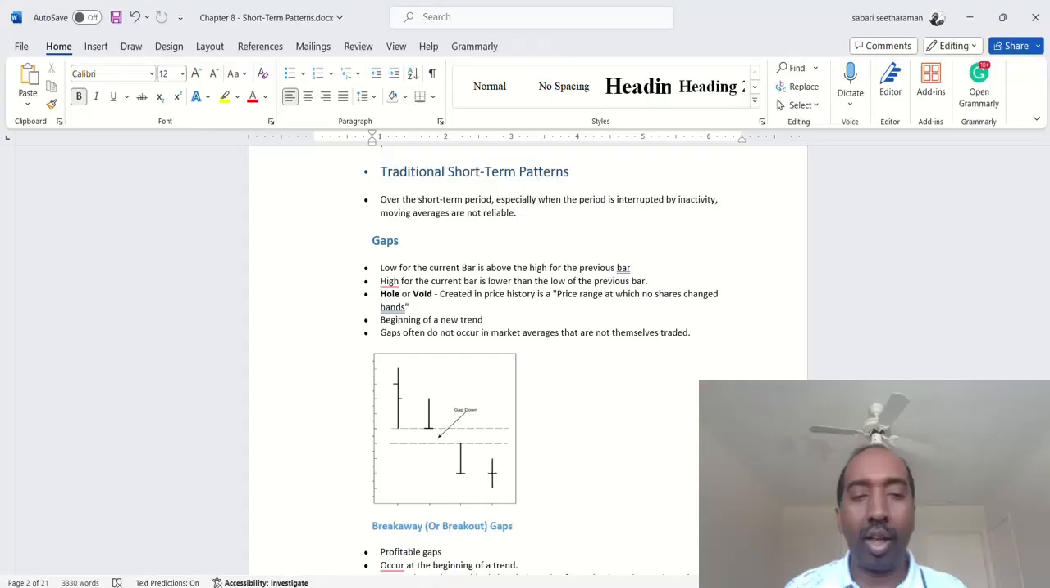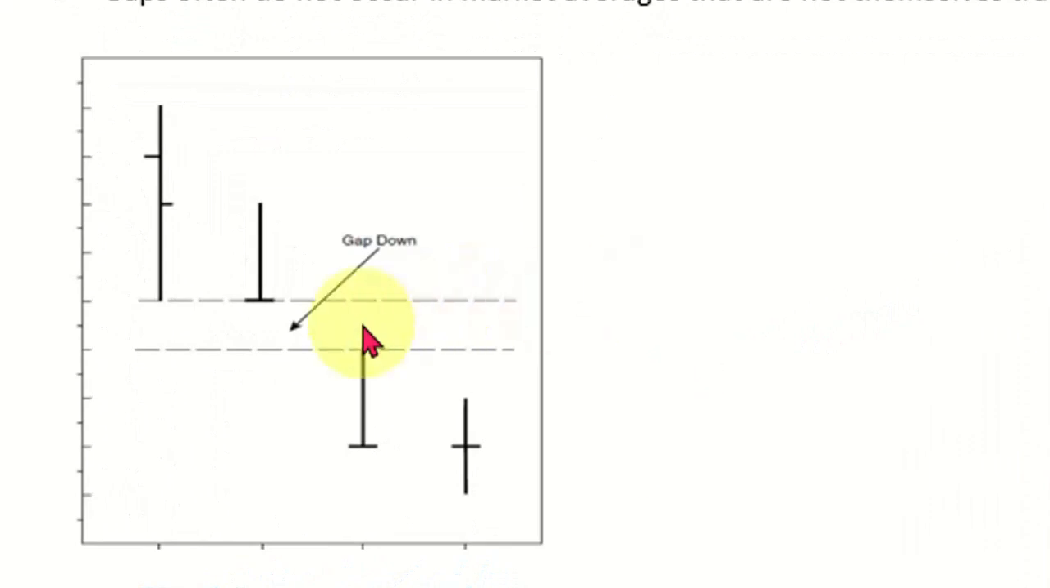Now we are going to discuss traditional short-term patterns. One of the traditional short-term patterns is gaps. What is a gap? Let us see with this example. If the high for the current bar is lower than the low for the previous bar, it is a gap. Other names for gaps are hole or void, because it is a price range at which no shares change hands. Similarly, when the low for the current bar is above the high for the previous bar, that is also a gap. Basically, these gaps are the beginning of a new trend.